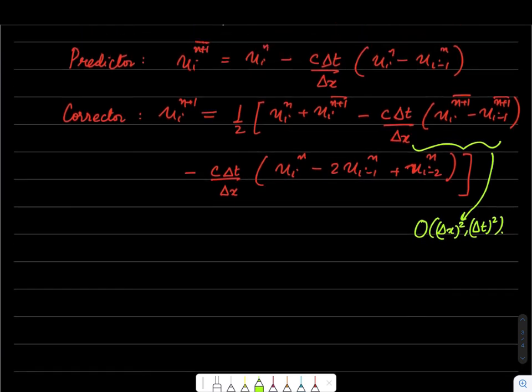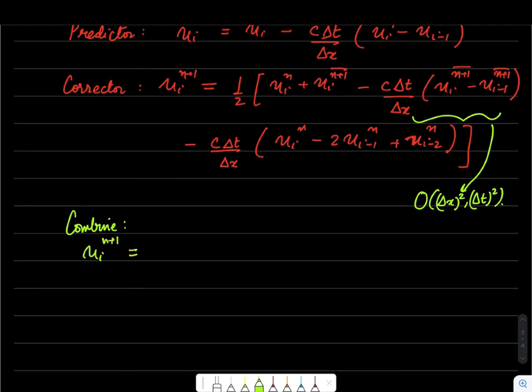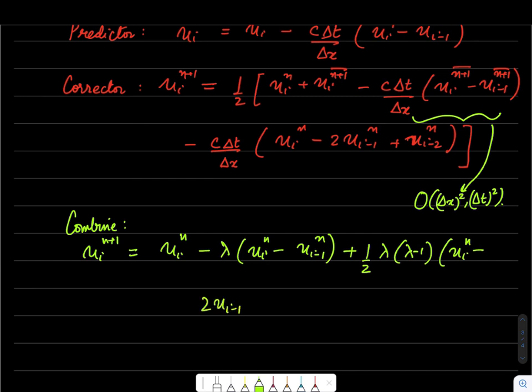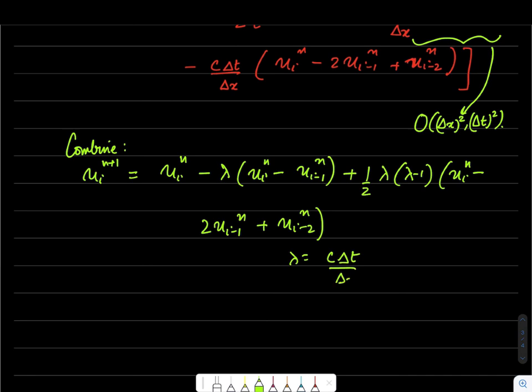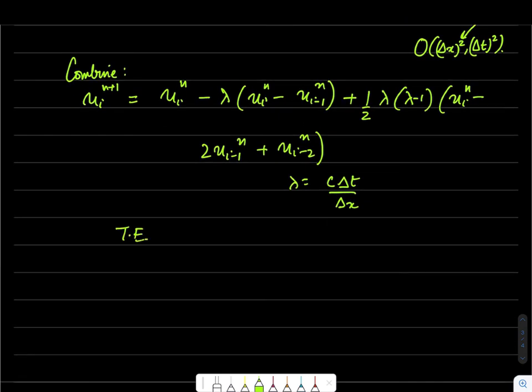So if we combine the two steps, what we will get is u_i^(n+1) is u_i^n minus λ times (u_i^n minus u_(i-1)^n) plus half λ times (λ minus 1) times (u_i^n minus 2 u_(i-1)^n plus u_(i-2)^n), where λ is c Δt/Δx, and truncation error of the scheme will be order Δt², Δt Δx².